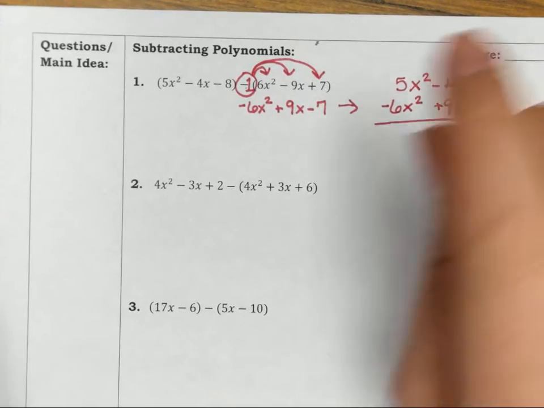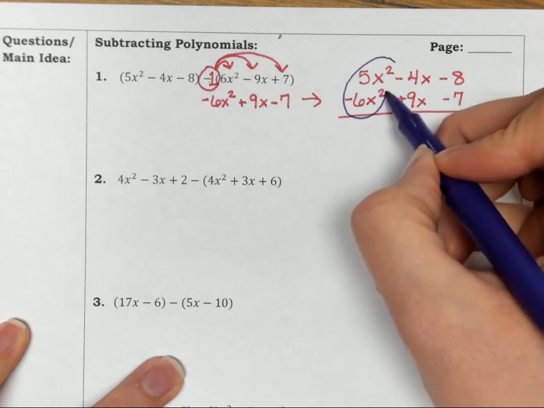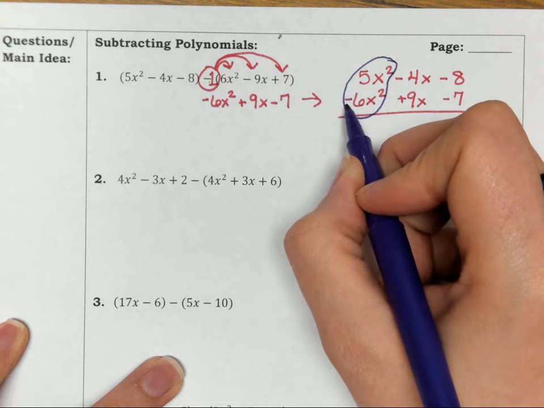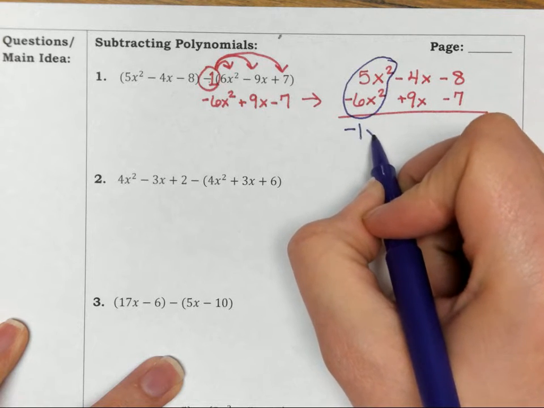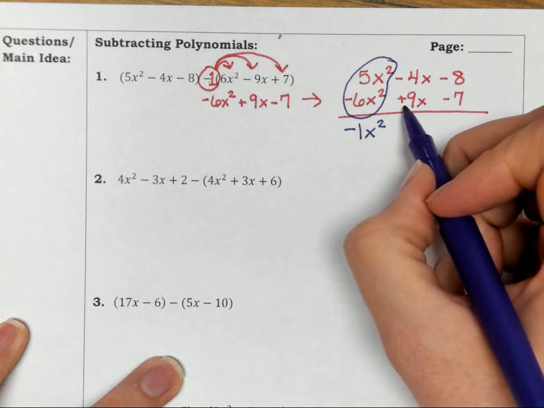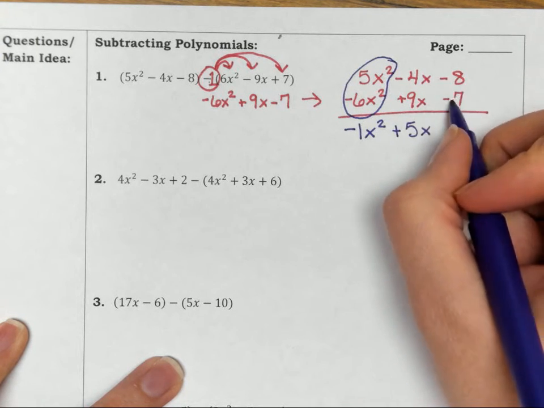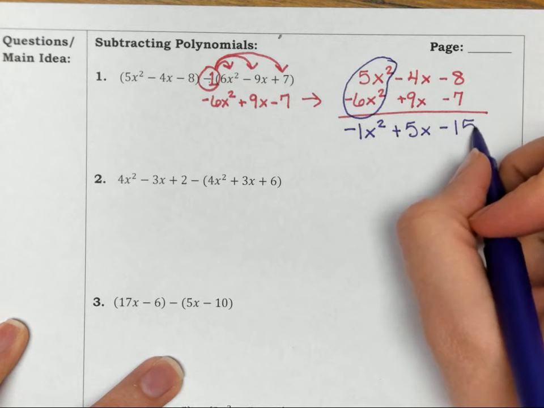So again, we're just adding straight down. Here, 5 and negative 6 is negative 1x squared. Negative 4 and positive 9 is a positive 5x. And negative 8 and negative 7 is negative 15.